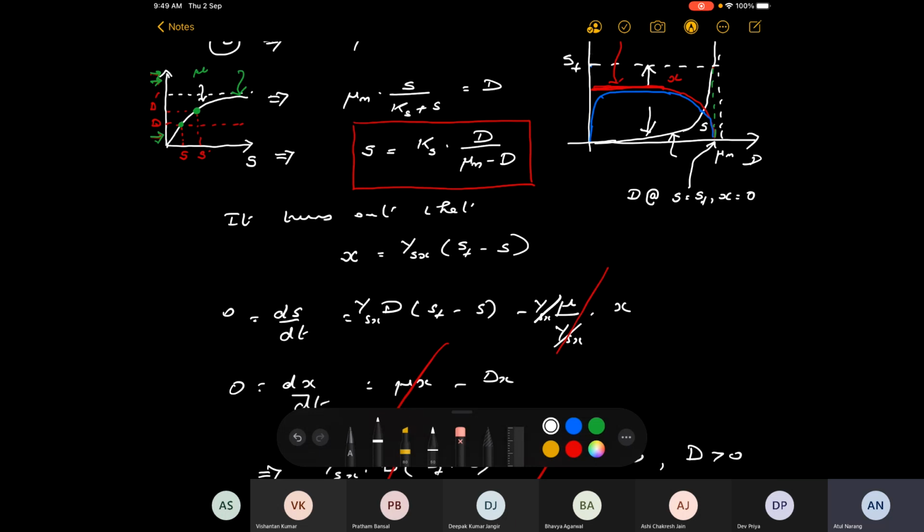Actually, let me just give you the result. This D will be mu m multiplied by SF divided by Ks plus SF. And this is actually called the critical, or washout, dilution rate. Now, having given you the solution, can you see why that should be the case?